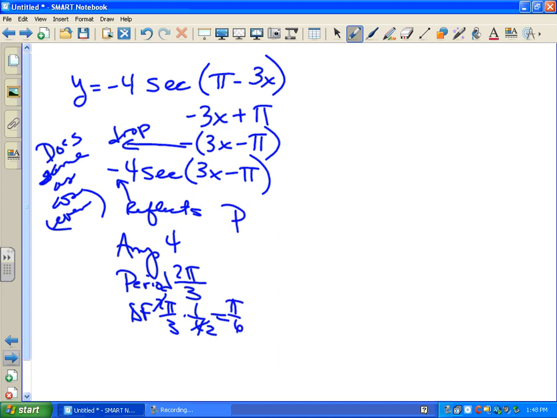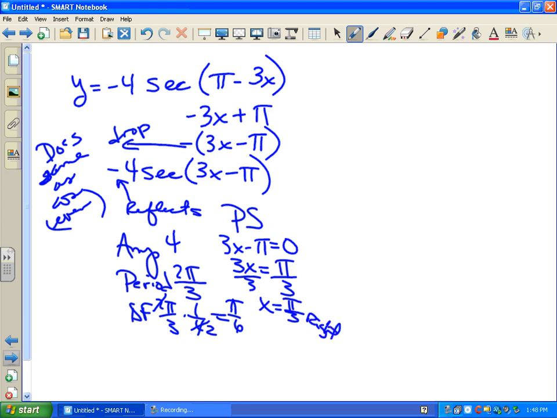And then I'm just going to move up here for phase shift so I don't have to go down so far on the board. I set 3x minus pi equal to 0, or I could go back to the original one and solve it, and I'd get the same answer. Because don't you add to get rid of subtraction? And divide. So which way does this one move? Right. To the right. Because it's positive.